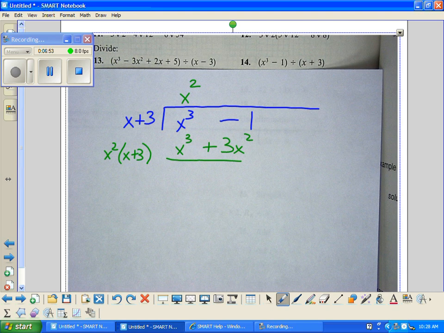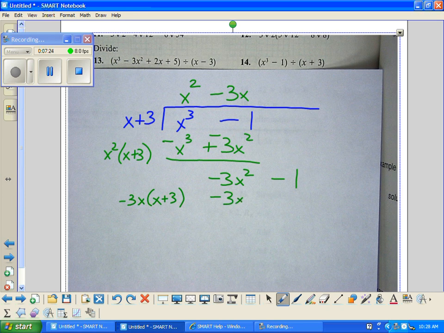We have to subtract, but we don't subtract. We change the signs and we add. The x cubes cancel. You'll notice these are not like terms, so we can't combine those. So we just have to write all the stuff that's left in descending power. And now it's time to rinse and repeat. What times x gives you negative 3x squared? Oh, minus 3x. And again, we have to take minus 3x times the quantity x plus 3.